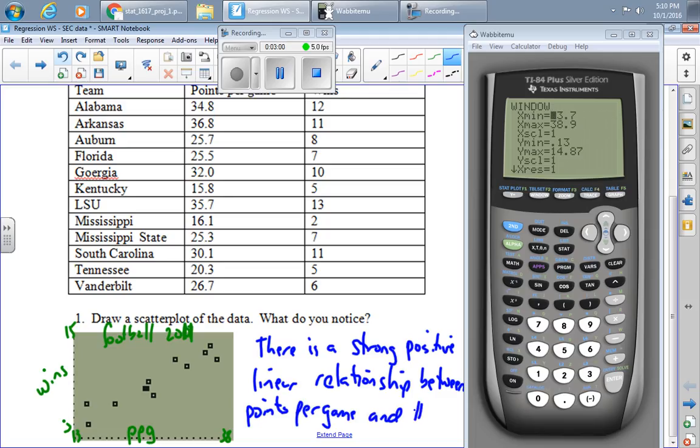and number of wins. Now some may say, should I include the fact that this was the SEC? It's certainly not wrong to do so, but there's no ambiguity because I'm not talking about any other conference, so it would be okay to leave that part off.